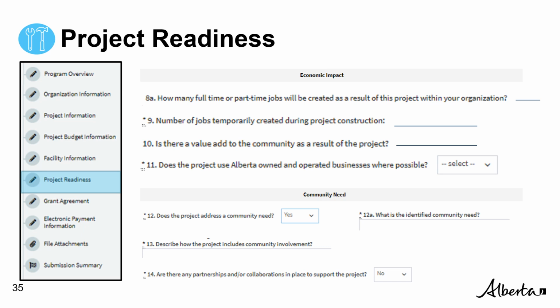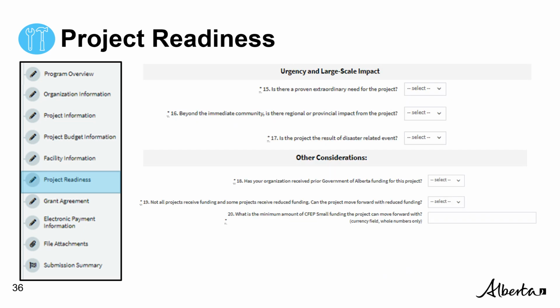In the Community Needs section, you will be asked how your project addresses a community need, and if any community involvement, partnerships, or collaborations are in place to support your project. Last on this page, you will be asked about the general urgency or large-scale impact your project may have, such as if there's an extraordinary need for the project, if the impact will extend to regional or provincial communities, and if the project is the result of a disaster-related event.